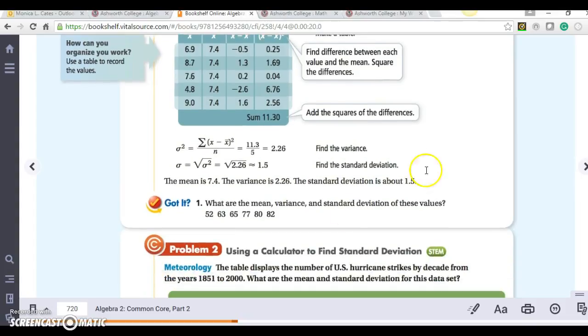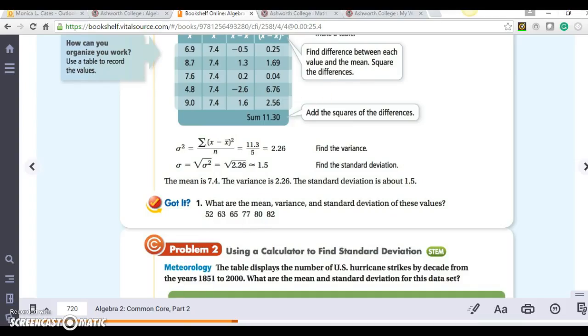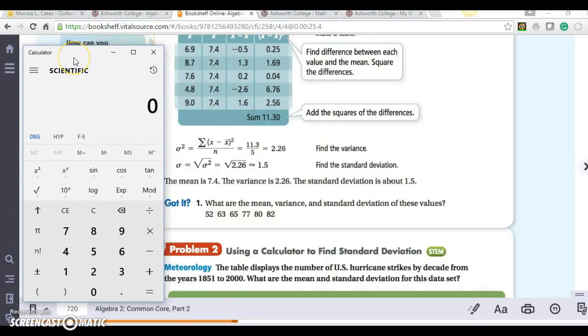Now let's do it on our own. So I've written all my values here. First thing I need is my mean. So let's find the mean. I have to use my calculator. So we have 52 plus 63 plus 65 plus 77 plus 80 plus 82. And I have 1, 2, 3, 4, 5, 6 values. I'm going to divide by 6. And I get 69.83.